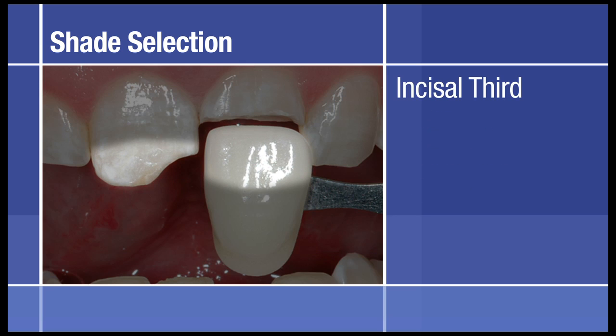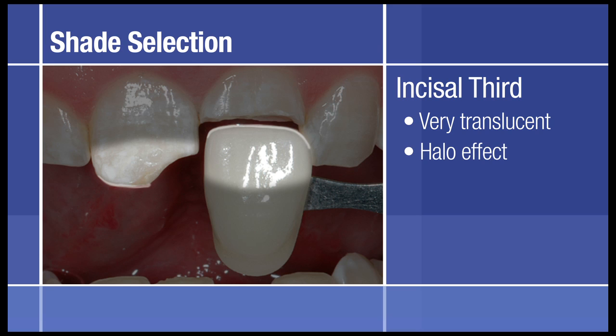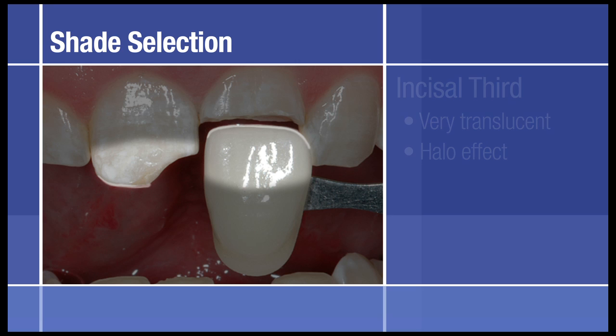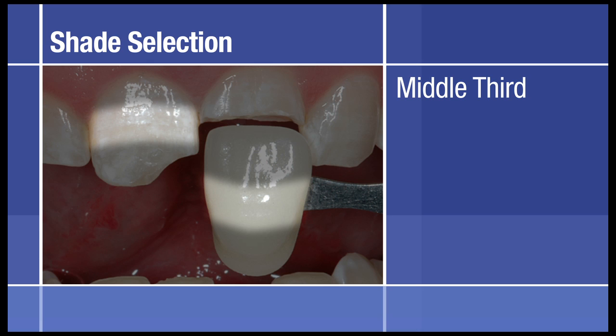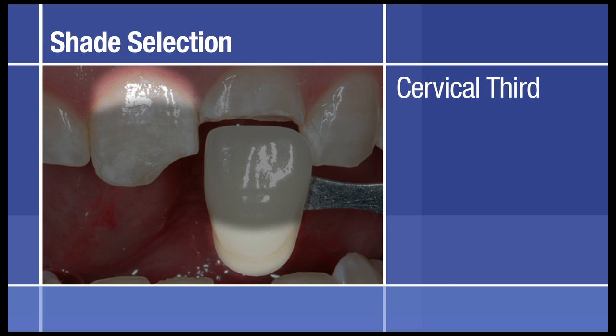The incisal third is typically very translucent and will show some effects. One of the most common effects is the halo effect, so the white line at the tip of the incisal edge, especially on teeth that do not have much incisal wear. The middle third has a medium opacity, whereas the cervical third is typically very chromatic, so the color is very saturated and it's much more opaque.